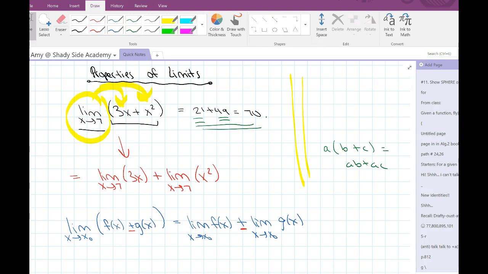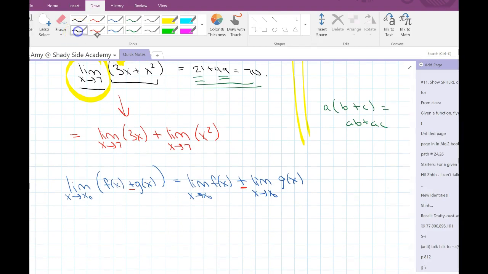Nothing too surprising there. I'm going to go back to this example up here, and I'm going to write this down. The limit as x approaches 7 of 3x. I'll just take that for a second, all right? The limit as x approaches 7 of 3 times x, we said this equals 3 times 7, which equals 21.